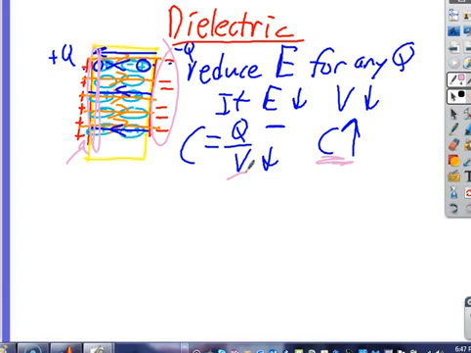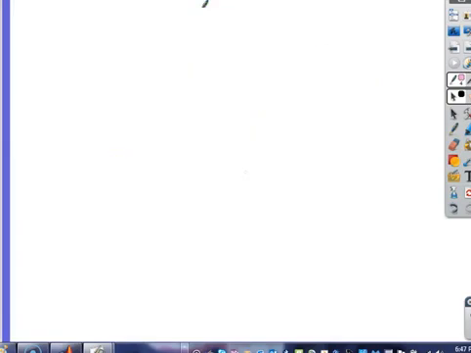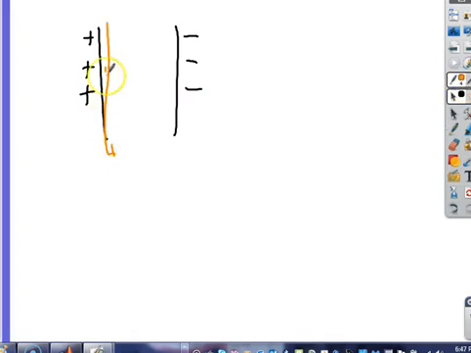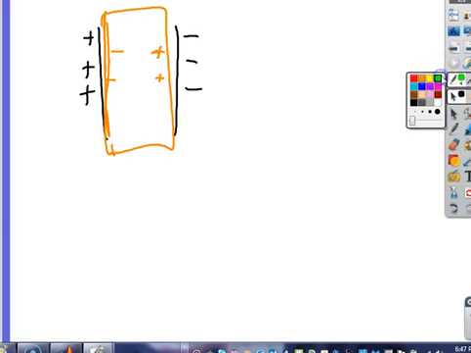I'm going to simplify this a little bit, so I'm going to go into another page and draw a new set of plates. Plate 1, plate 2, positive, positive, positive, negative, negative, negative. And I've got a polarized material here, but it's fairly weak. Maybe this is not the best way to have drawn it, so let's draw it like this: negative, positive, negative, positive. They're kind of sitting in between. I've done that for a reason, because it will make life easier for us.